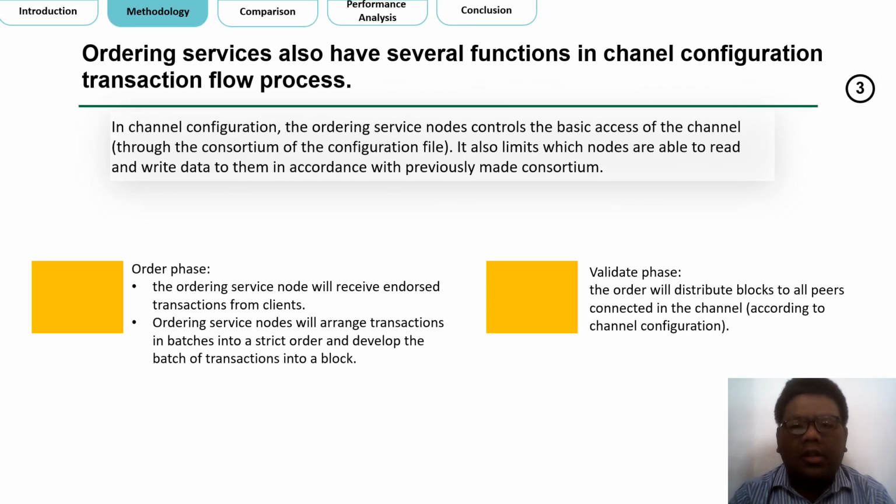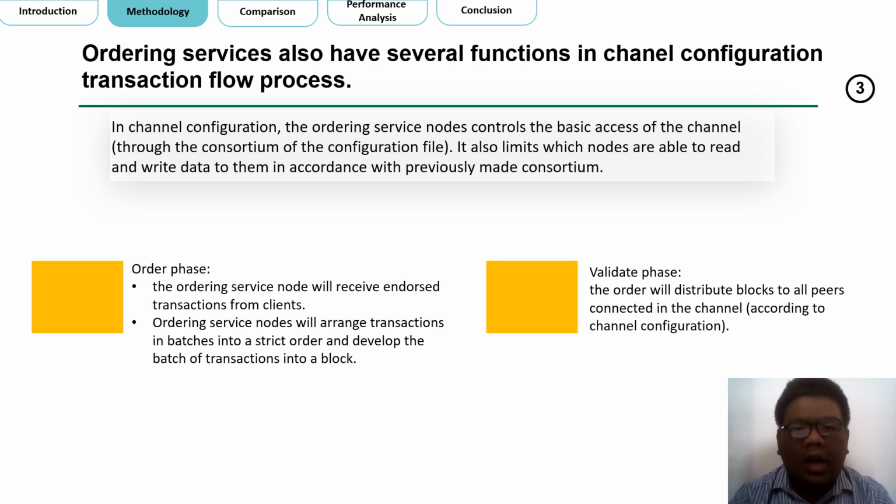The ordering service node is one of the nodes that plays an important role in maintaining channel configuration and carrying out the transaction process. In channel configuration, the ordering service nodes control the basic access of the channel through the consortium configuration file. The ordering service nodes also limit which nodes are able to read and write data to them, in accordance with the previously defined consortium.